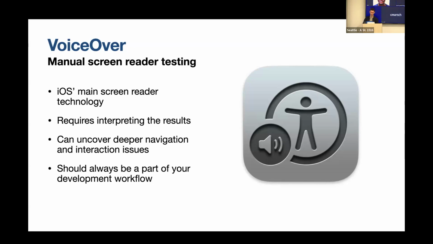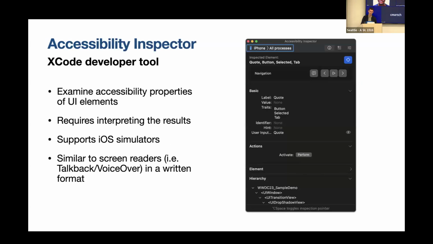Either way could work. Accessibility Inspector, however, is an Xcode developer tool on the iOS side that provides this really nice UI here on the right that just provides a written description of what a screen reader would read out for any of the values that you might have in your accessibility elements on the screen. So it has the label, values, traits, everything like that.